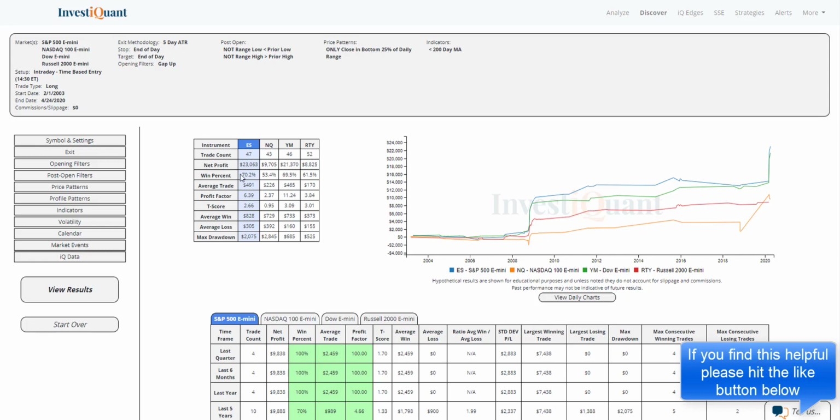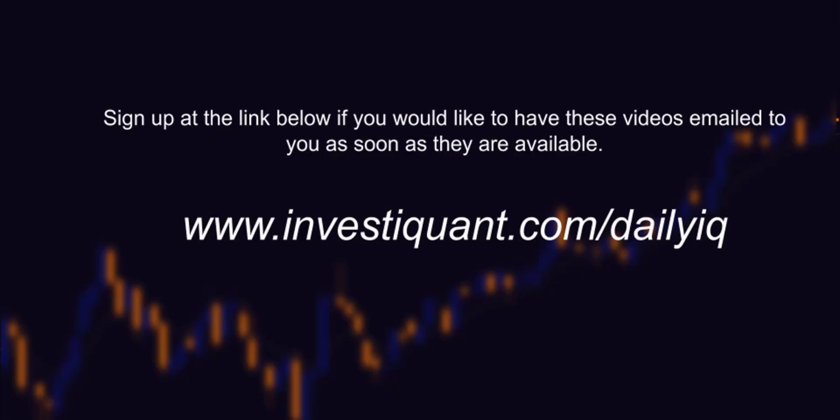So this pattern historically has favored the long side, the weakest one being the NASDAQ at 53%, the rest of them mid to upper 60s and 70% historically. So hope you found that interesting.